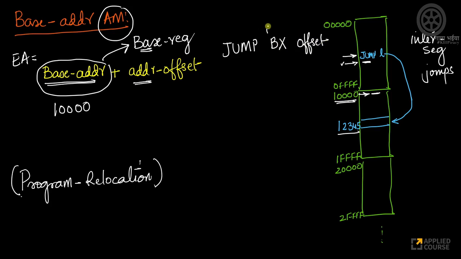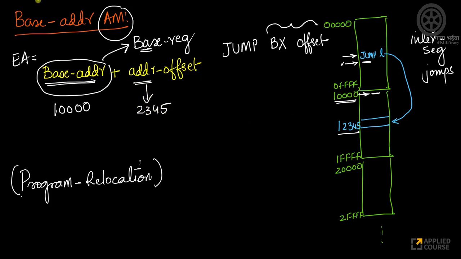So these two constitute the final address that I have. The base register will store the base address of the segment that I want to go into. Once I have this, now I'll say, okay, what is the offset here? The offset from this line to this line is 2345. So my address offset is 2345.